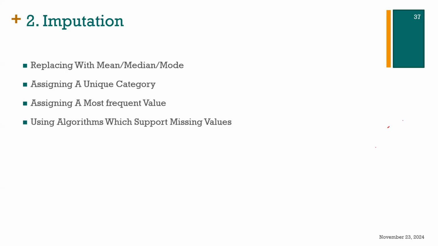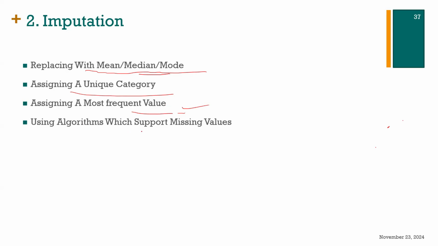1, replacing with mean. You replace the missing value with mean, median, or mode. You assign a unique category. Sometimes you assign a totally new category to this value. We do this for categorical variables. We'll see an example shortly. Sometimes we assign the most frequent value. You look for the most frequently used value in that data set that is common, and then you use it to replace the missing value.